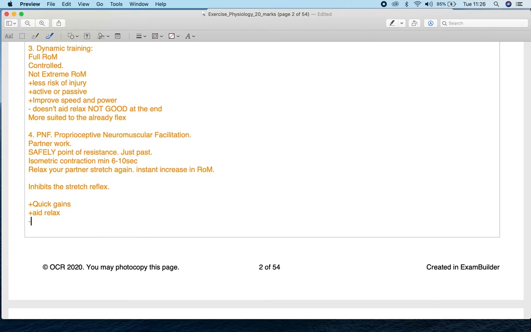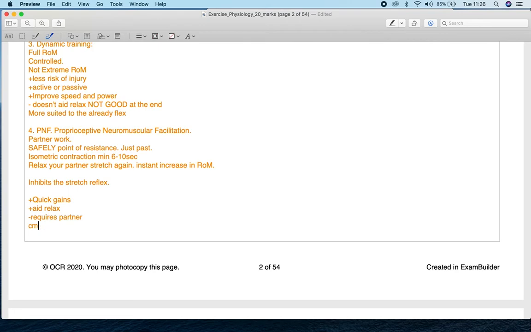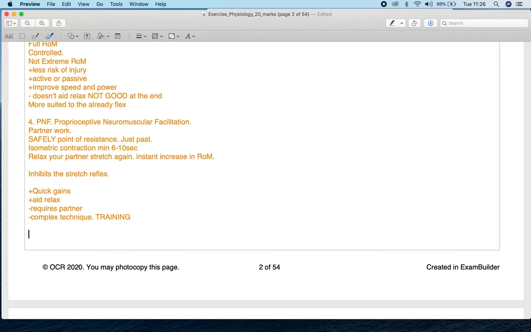Negatives: you need a partner. It requires a partner, so it's not something you can easily do by yourself. You need to have someone with you. And it's a complex technique. It needs to be put together and done safely, because there is obviously a risk of injury. So it is a complex technique, and training needs to be done to do it safely. I'd rather somebody professional helped me with this as opposed to a friend or a training partner. I'd rather somebody knew what they were doing.